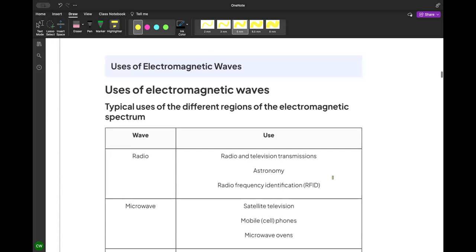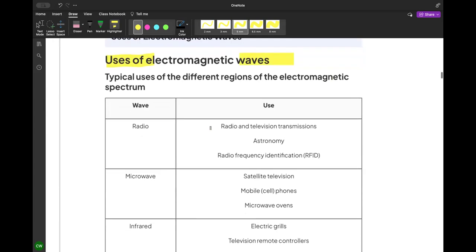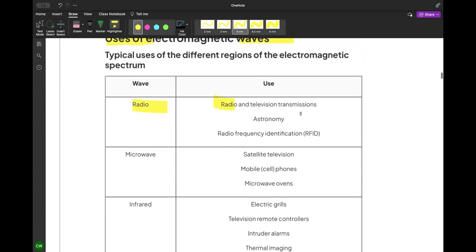Okay, you also need to know the applications. What are the uses of the microwave? Radio wave for radio, television transmission, astronomy, RFID. So RFID, you should know where to apply the RFID. Normally, where do you use RFID?